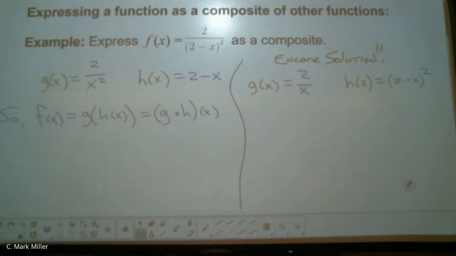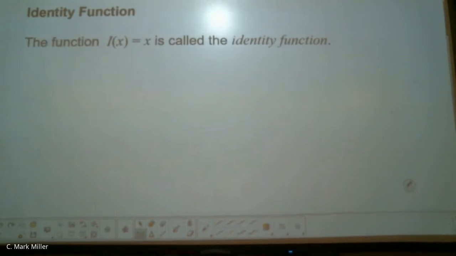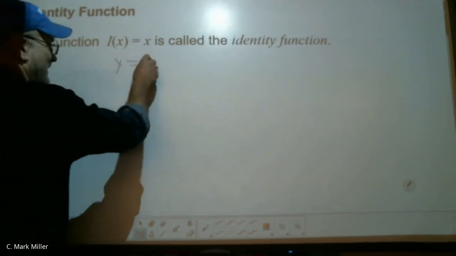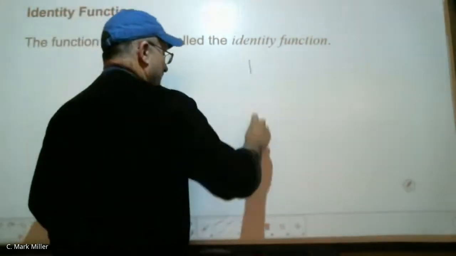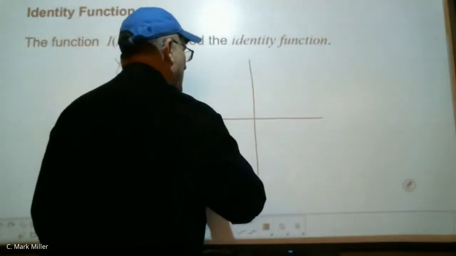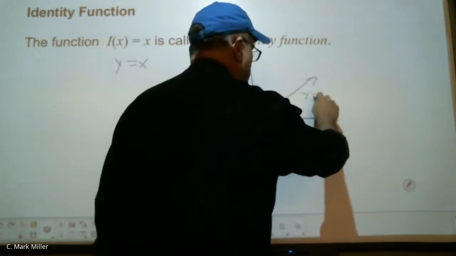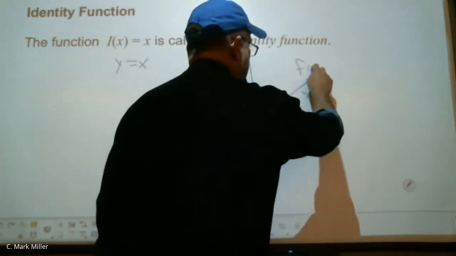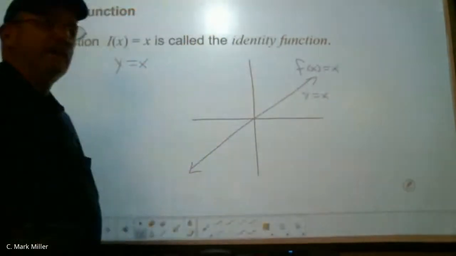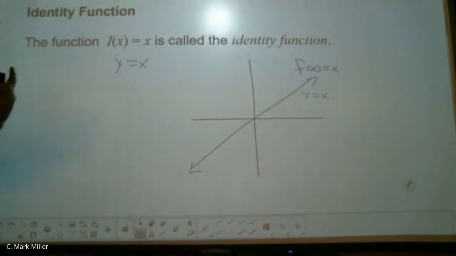Okay. All right. Identity function. I of x equals x. Now, I've never seen that notation in my life. But I of x equals x is called the identity function. Where I'm from, this is called y equals x. And it looks like this. Slope 1 through the origin. You might see it as f of x equals x. That's it.